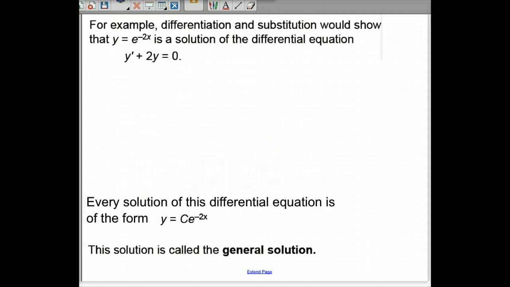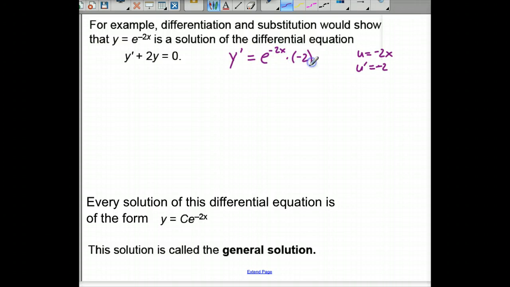So for example, differentiation and substitution show that y equals e to the negative 2x is a solution of the differential equation y prime plus 2y equals 0. Let's actually do this. So we need y prime. This is in the form e to the u. U would be the exponent. The derivative of that would be negative 2. The derivative of e to the u is e to the u times du. So y prime is negative 2 e to the negative 2x.